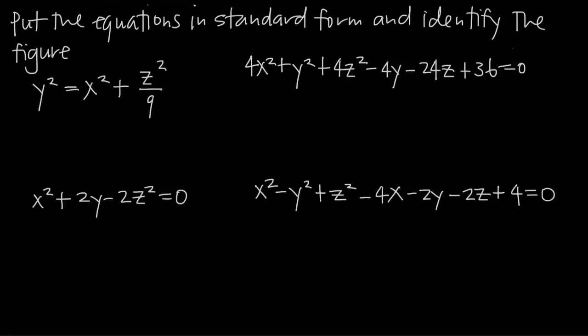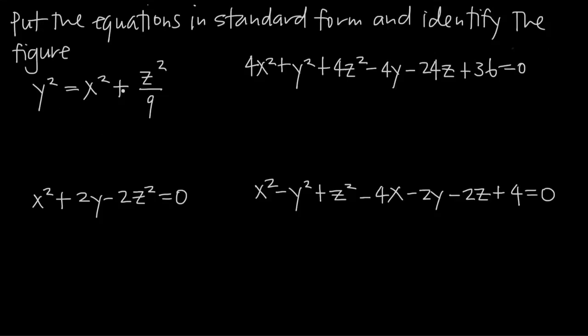In this video, we're talking about how to take the equations of quadric surfaces and put them into standard form, and then how to use the standard form to identify which quadric surface it represents. So in this first example, we have the equation y squared equals x squared plus z squared divided by 9.